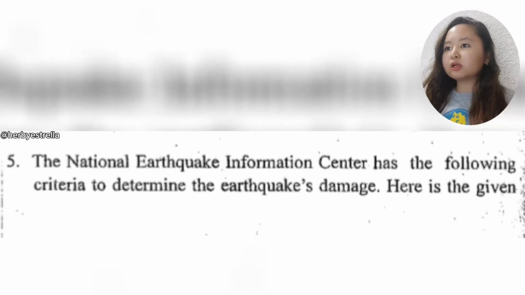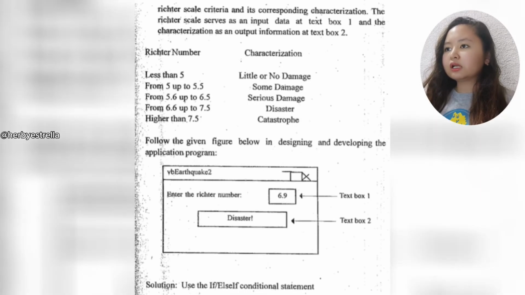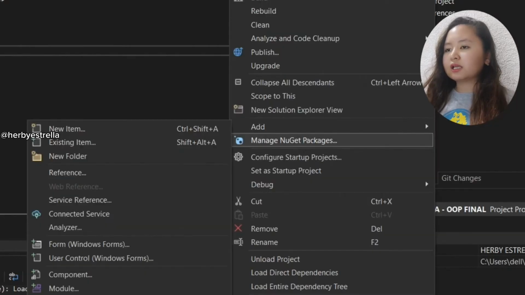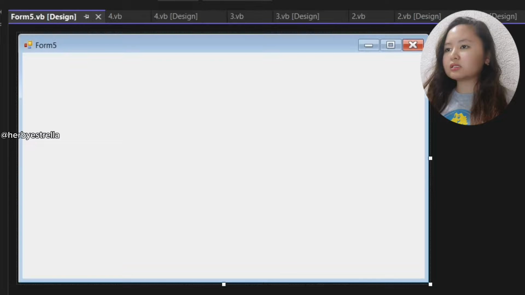5. The National Earthquake Information Center has the following criteria to determine the earthquake's damage. Here's the given Richter scale criteria and its corresponding characterization. The Richter scale serves as an input data at text box 1 and the characterization as an output information at text box 2. Follow the given figure below in designing and developing the application program. Solution, use the if or else if conditional statement.